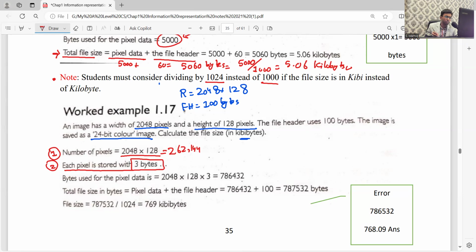So what I'm going to do next is multiply this 262,144 by 3, and I'm going to have the pixel data. Then again it is going to be simple. I'm just going to add this value to 100, and I'm going to generate the answer. And for getting the answer in kibibytes, I'm just going to divide this by 1024.